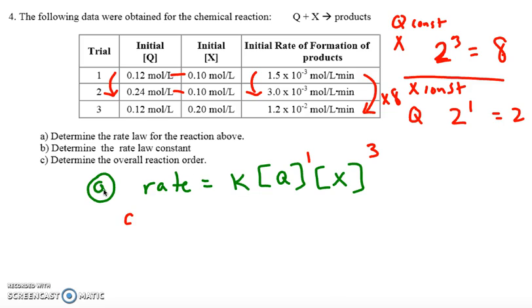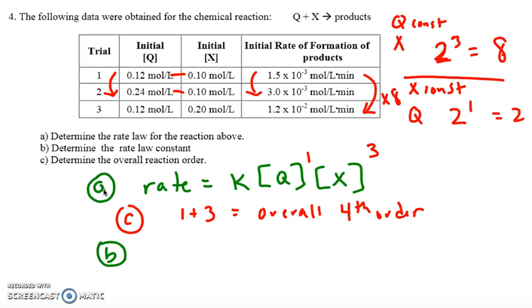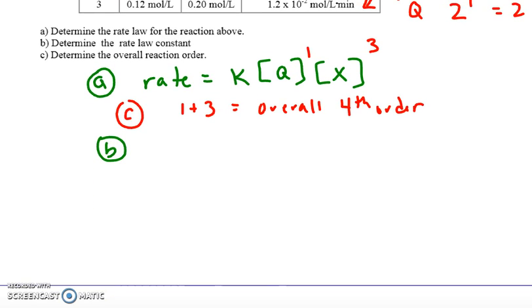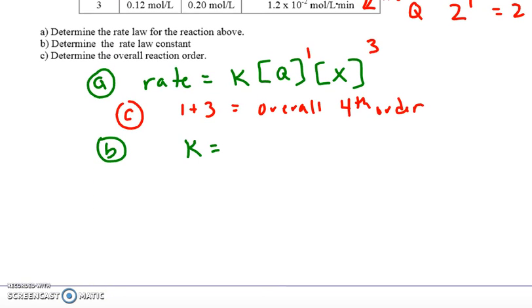If we jump to part C and figure out the overall reaction order, this is going to be 1 plus 3, so this is overall 4th order. So that part's pretty straightforward. Okay, so let's jump back to part B, where we have to find the rate law constant. We need to rearrange this where K is going to be equal to the rate over Q times X to the 3rd power.